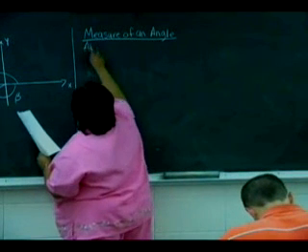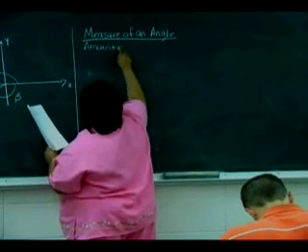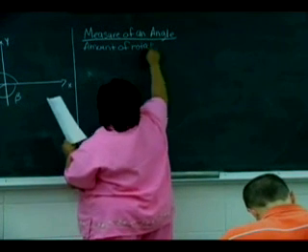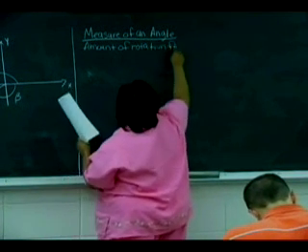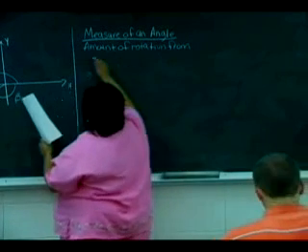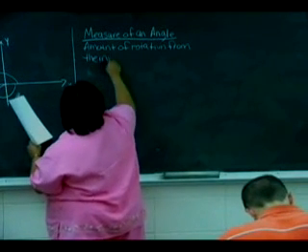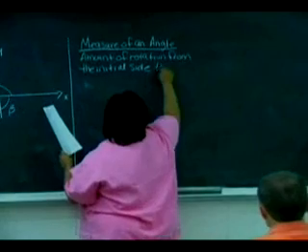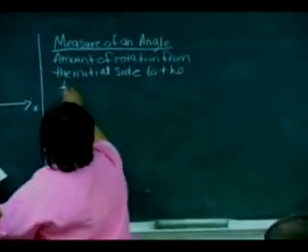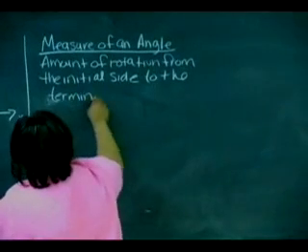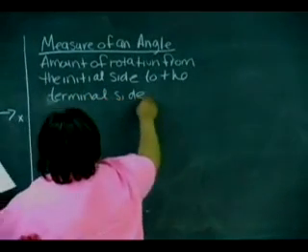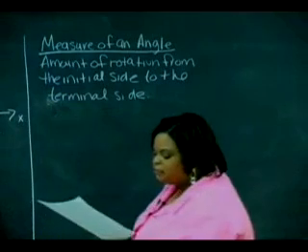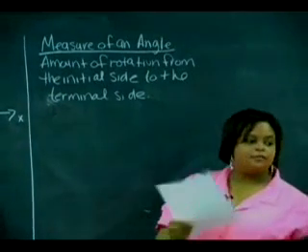The amount of rotation from the initial side to the terminal side. This gives us the measure of an angle.